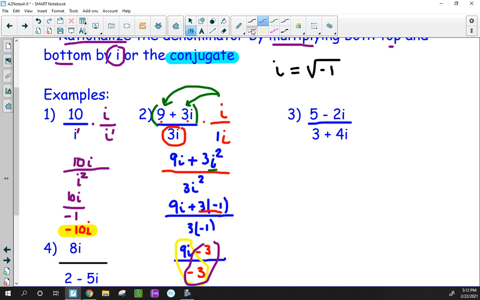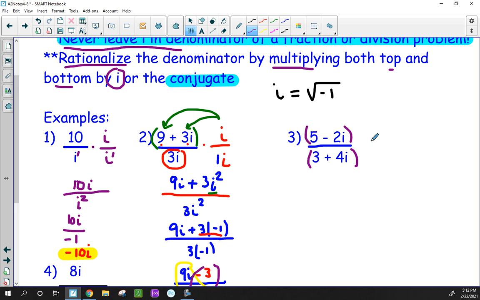In example 3, I want you to notice again, I have a complex number. Here's my real part and imaginary part. I'm going to go ahead and put parentheses around it. In the denominator, I see the same thing. I have a complex number. So I have 2 terms on top and 2 terms on the bottom. I cannot leave this i in the denominator of this problem. So what I have to do is rationalize.